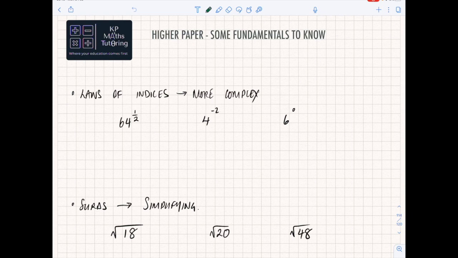So we're going to start initially here with laws of indices. Hopefully you understand your basic laws of indices, things like 2 to the power of 4 times 2 to the power of 6, for example, would be 2 to the power of 10 because you are adding those. Or if it was x to the power of 8 times x to the power of 7, you add those two together, which would be x to the power of 15.